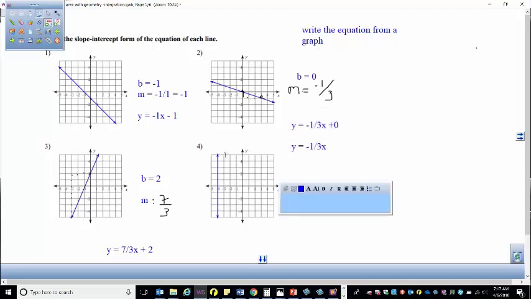This last one I showed you guys the other day as well, but let's just talk about this. It's vertical, so it's going to be x equals -4.